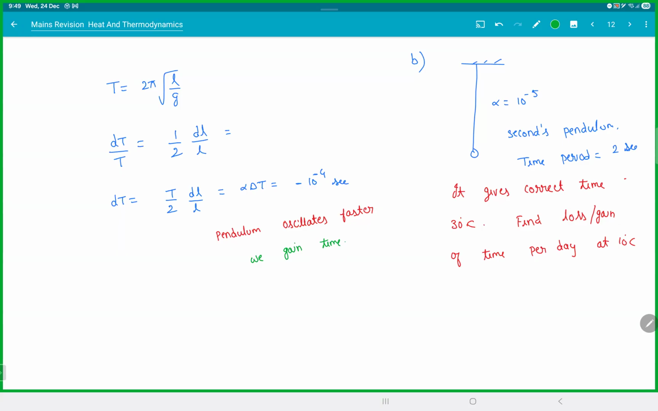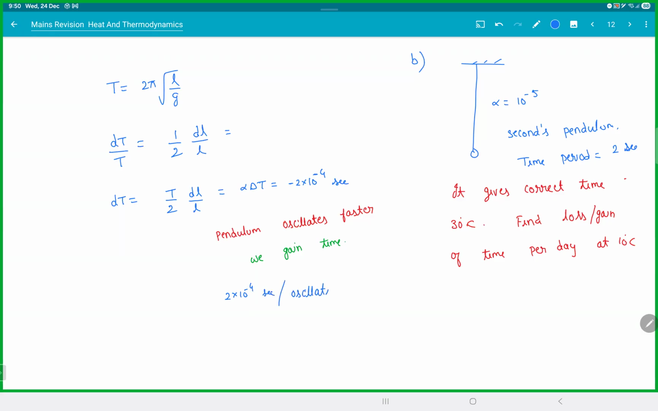Clear? So how much time are you gaining? So dt by t equals alpha delta T, where alpha is 10 power minus 5, as I gave. Here t is 2 seconds. The temperature change is 20 degrees now. That is 2 into 10 power minus 4, so it is 2 into 10 power minus 4 seconds per oscillation.